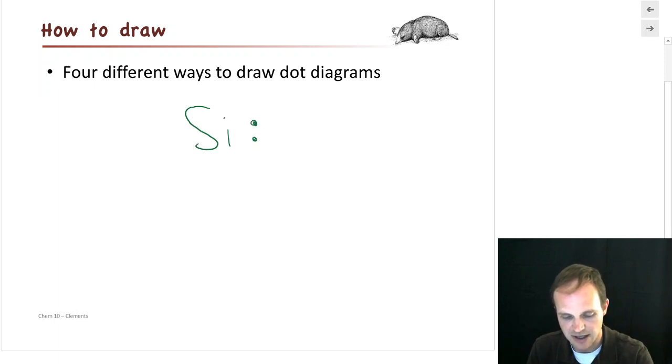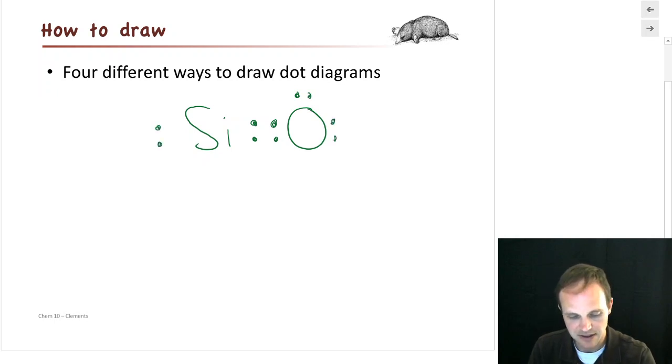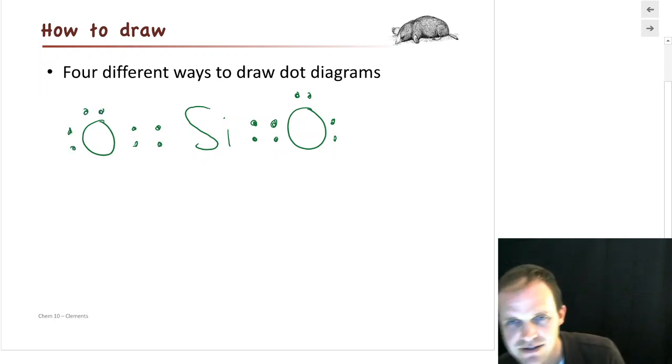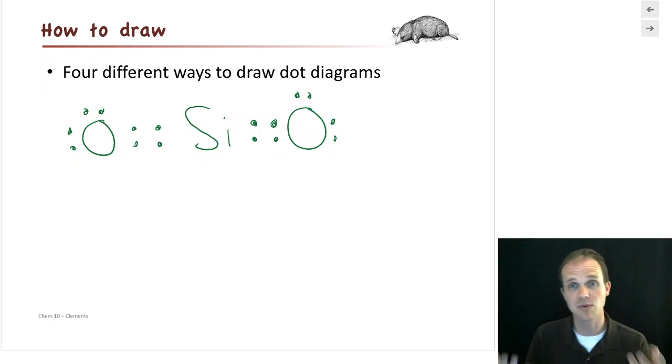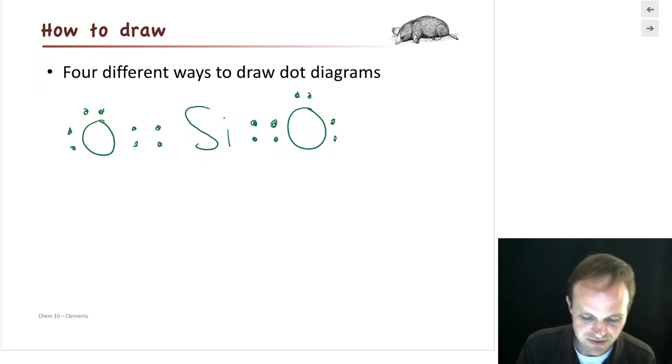We've been drawing all the dots. I'm going to draw silicon dioxide here. It ends up looking something like this. And boy, that's a lot of dots to draw. And as you can imagine, as molecules get bigger and bigger, you're going to have to draw more and more dots, and it just gets really tedious.